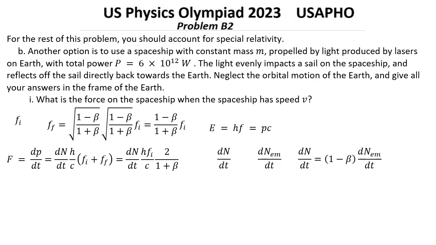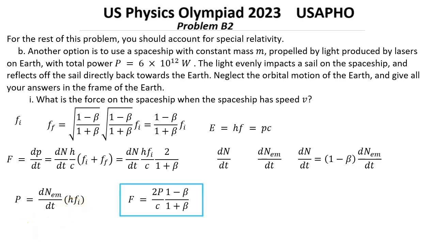Finally, since the power of the laser is the rate of emission multiplied by the energy of a photon, which is h f_i, we have force F equal 2P over c multiplied by 1 minus beta over 1 plus beta, which is the same answer as for the first two solutions.